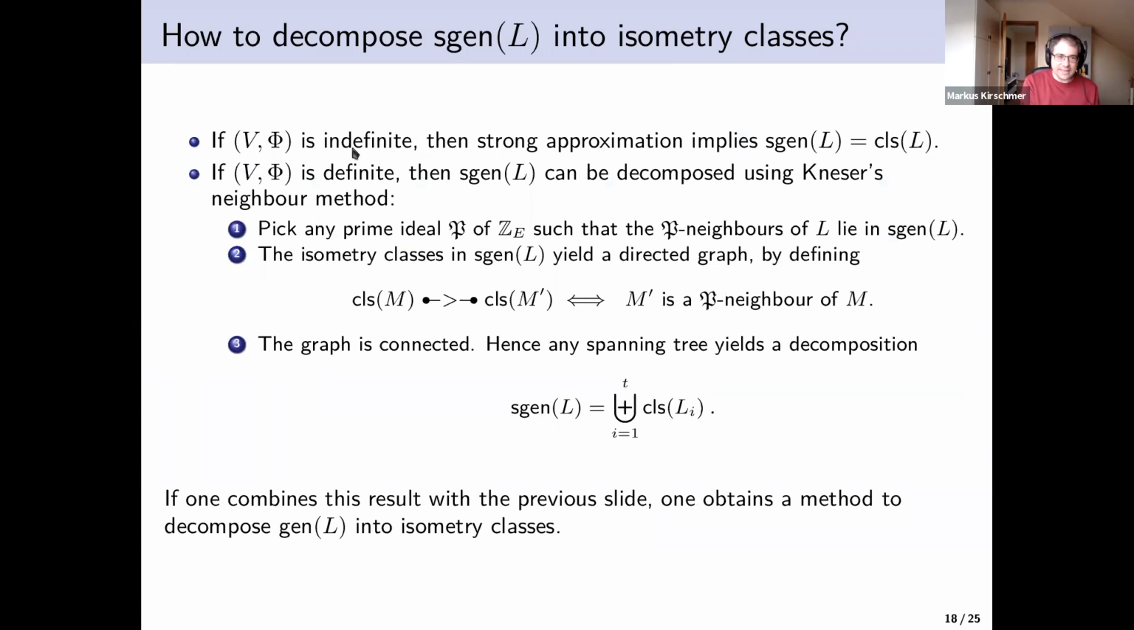Well, first of all, if your space is indefinite, so it's not definite, then you're done, because strong approximation tells you that the special genus consists of a single class. So there's nothing to do here. And in the definite case, well, it's more involved. But there's a result or method due to Kneser, which gives us a method to do that.